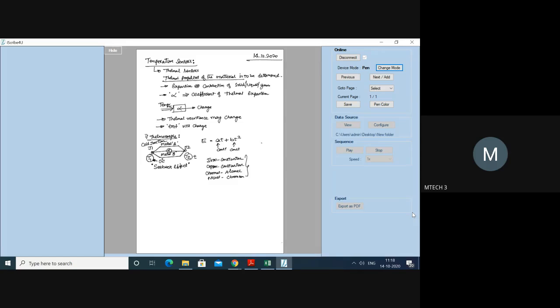Now, if you remember, you have done an experiment called JKT: calibration of thermocouples using the J-type thermocouple, K-type thermocouple, and T-type thermocouple.